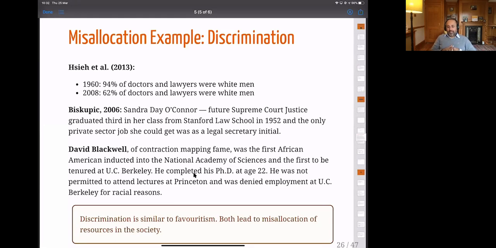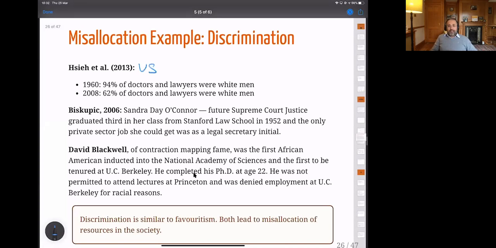So in 1960 in the US, so this is an example from the US. In 1963 in the US, 94% of the doctors and lawyers were white men. Does that mean women and non-white men don't have the potential of being a good doctor? No, obviously, they have the potential of being a good doctor, but the resources were being misallocated because non-white people did not have an opportunity of becoming doctors.